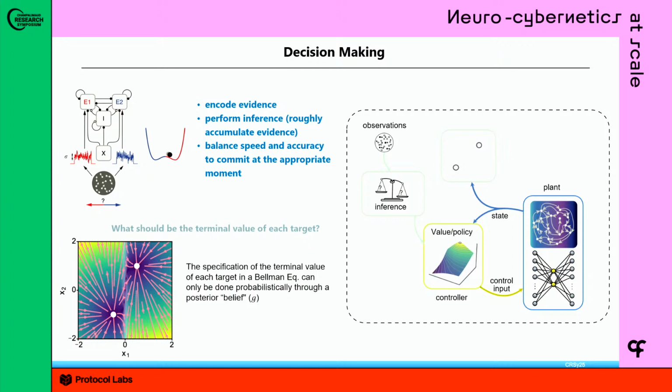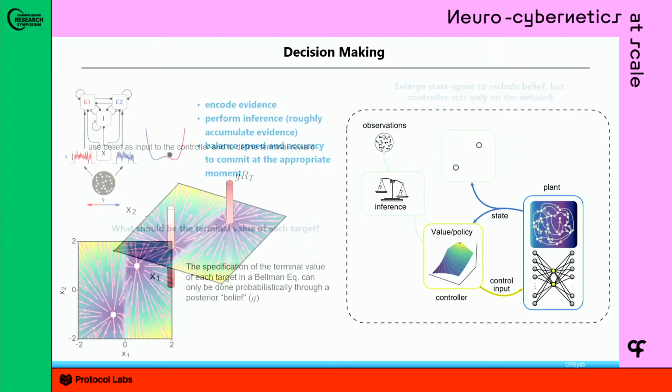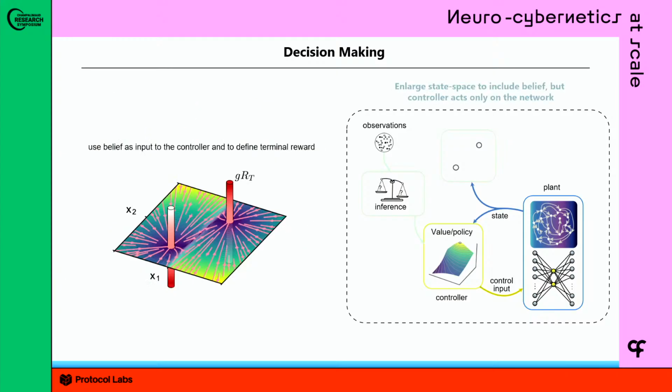So in fact, the correct terminal value to use should be proportional to the expected reward of the target, which is given by the probability of being correct if the target is selected. This is what we call the belief, and Adrian introduced very nicely the concept of belief already. So the belief then defines the terminal reward that has to be given as an input to the controller. We assume that this is given externally, perhaps by another brain area.